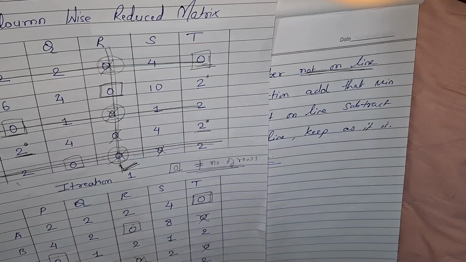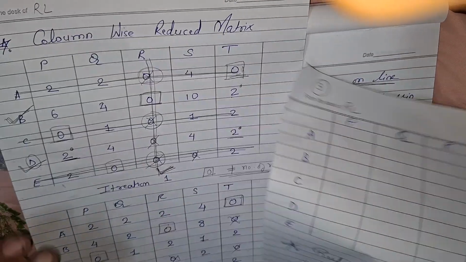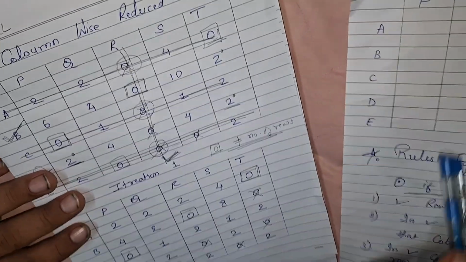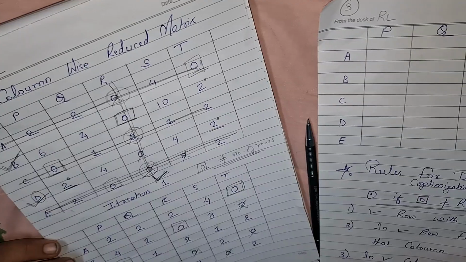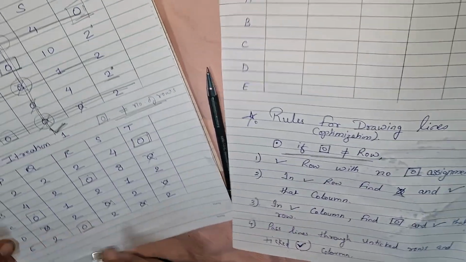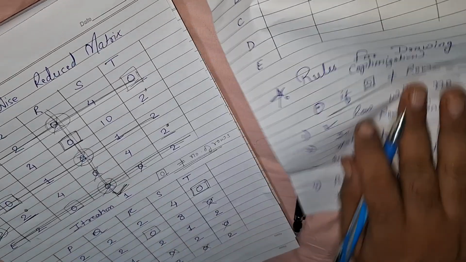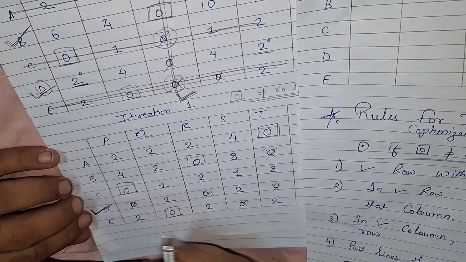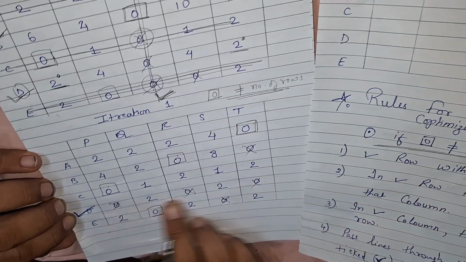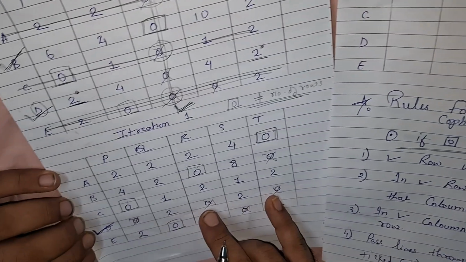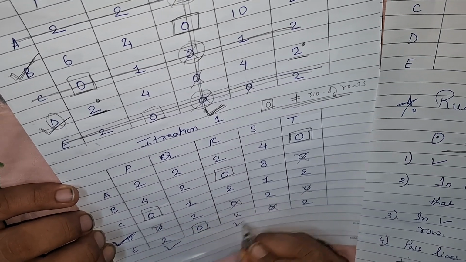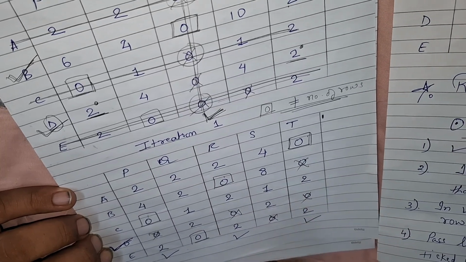So again follow the same rule, again follow the same principle and start doing the assignment. So again the rule, I am repeating it. First thing, tick the row with no assignment. So row with no assignment, you can see here this is row D which is not having any assignment, tick that row. The second thing, in that row find the crossed element. So here this column I will tick, this column I will tick, and this column I will tick.